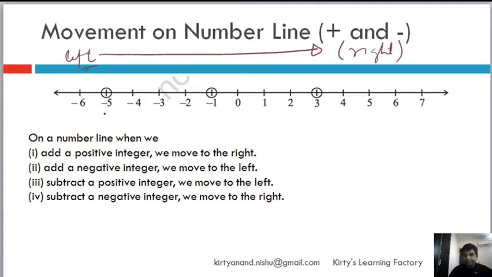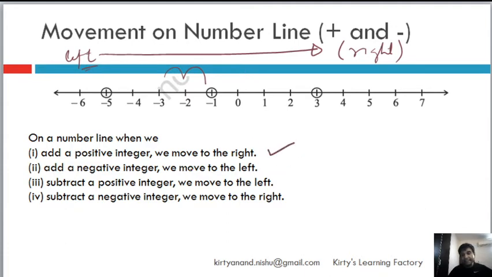So if we add a positive integer, then we move to the right side, because when we are adding a positive integer, we are increasing the value of the number. If we add 1 to minus 1, we reach 0, right? If we add 2 to minus 3, then we will reach minus 1. So basically we are increasing the value. When we add something positive, the value increases, and whenever the value increases, where will we move? We will move to the right. So that is what it means.